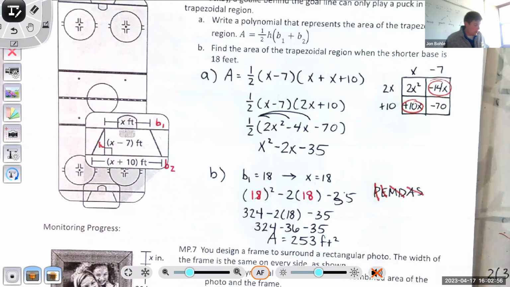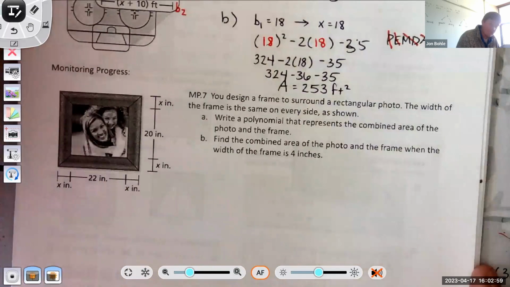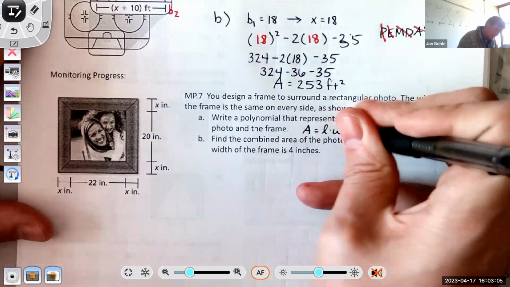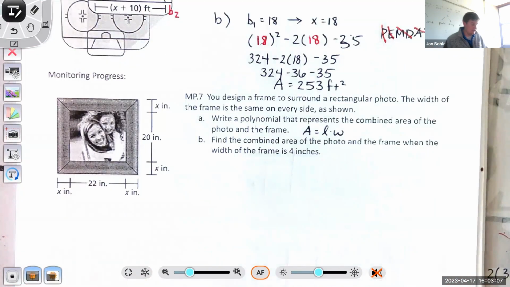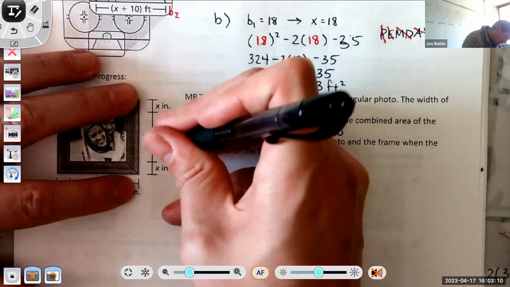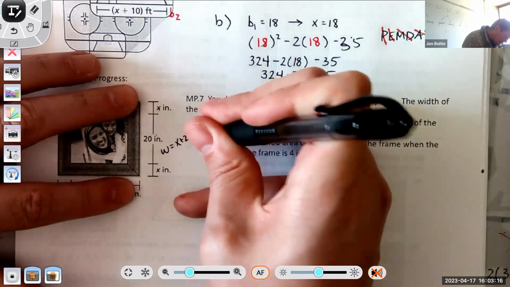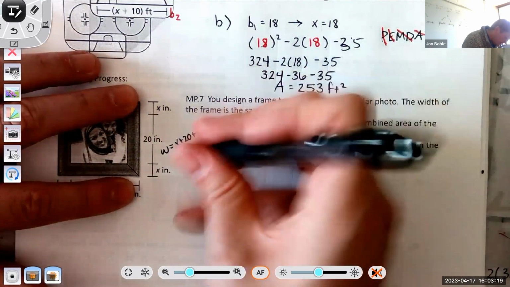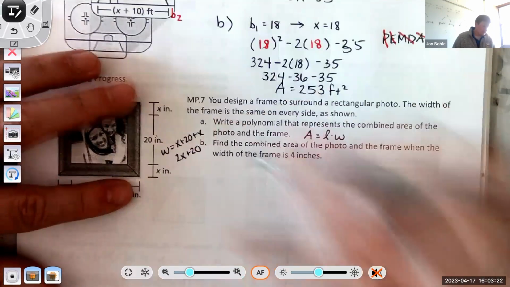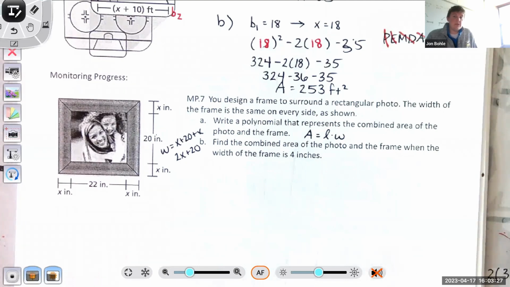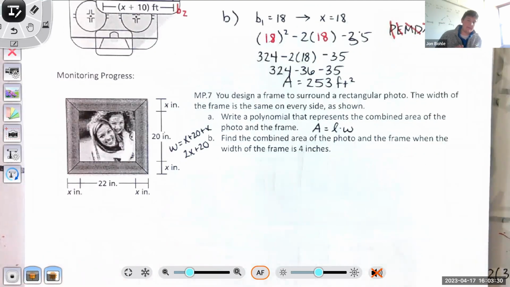So let's move on to monitoring progress number 7. I'm going to give you a hint here. One area of a rectangle is length times width. And the second is, if I want to find this width here, I would just add all these parts up. So it'd be x plus 20 plus x. So this width is 2x plus 20. Okay, so you would have to do the same thing on the bottom to find the length. All right, so I'm going to let you pause the video and go ahead and try monitoring progress number 7. And then when you're done with that, unpause it and check it with me.